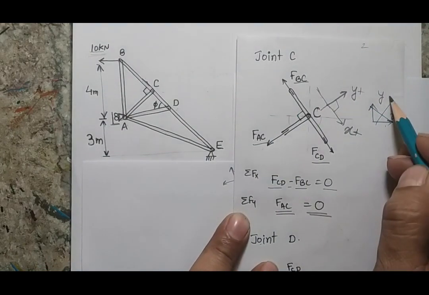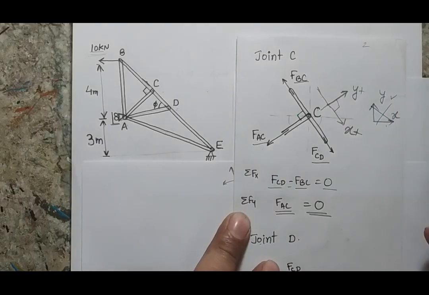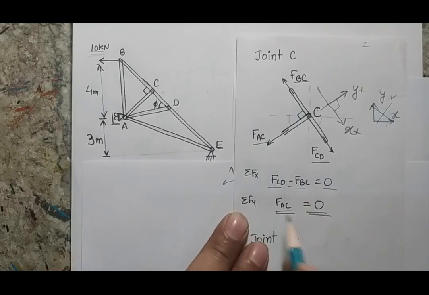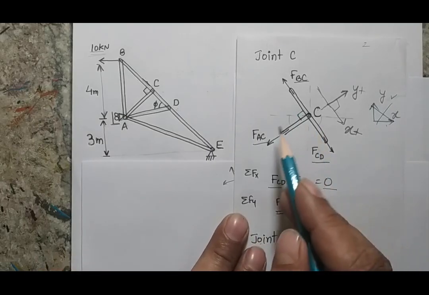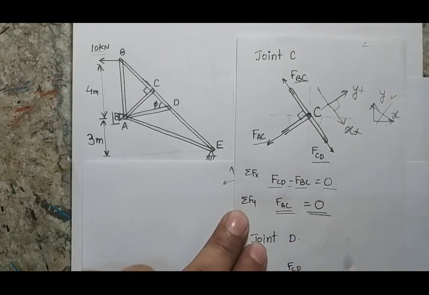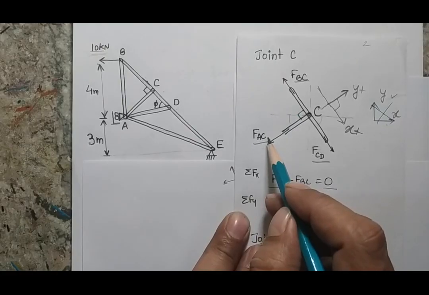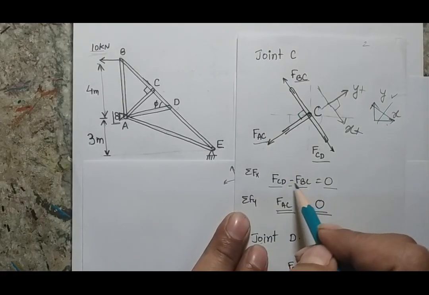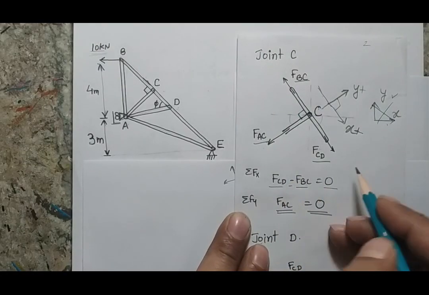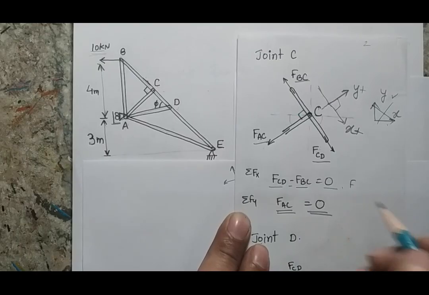If you consider this kind of quadrant as a reference, you will also get the same answer, but you have to find the angles first. So from the solution of the free body diagram of joint C, I can conclude that member FAC is a zero force member. However, I am not able to get the answer for these two forces, but I know that these two forces will be equal to each other.